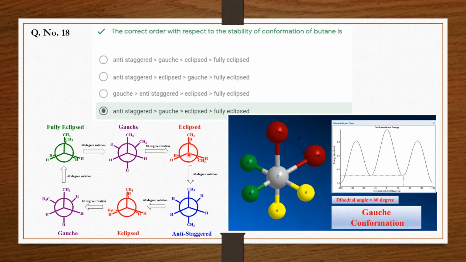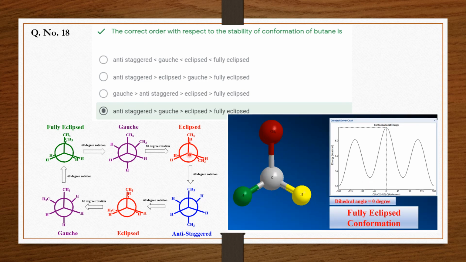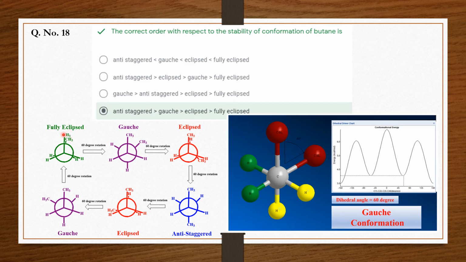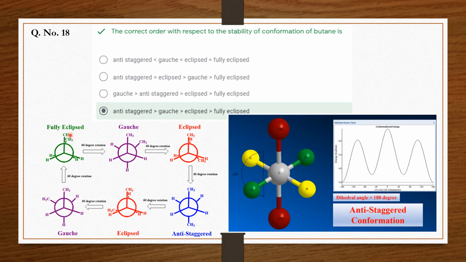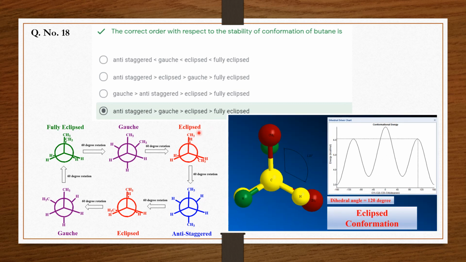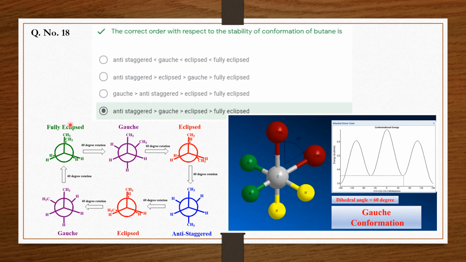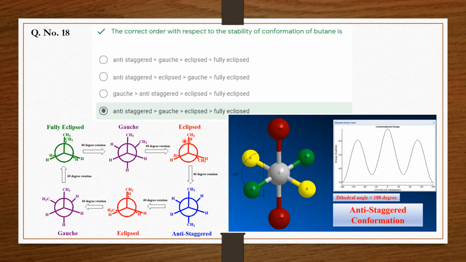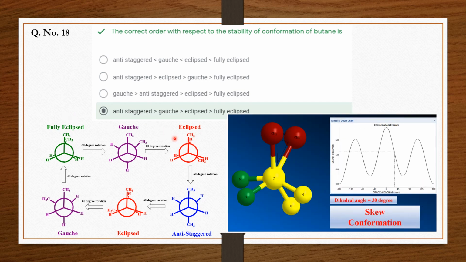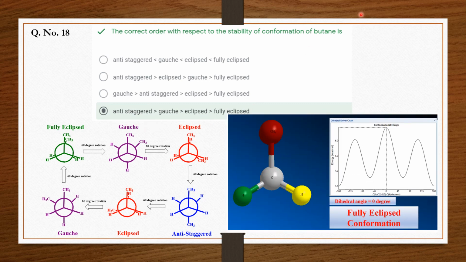And the eclipsed has more stability than fully eclipsed, because in fully eclipsed the two bulky groups will experience a lot of repulsion, but in the case of eclipsed, hydrogen and methyl groups will have the dihedral angle of 0 degree. So compared to fully eclipsed, eclipsed will have less steric repulsion. So the order follows: anti-staggered, gauche, eclipsed, and fully eclipsed.